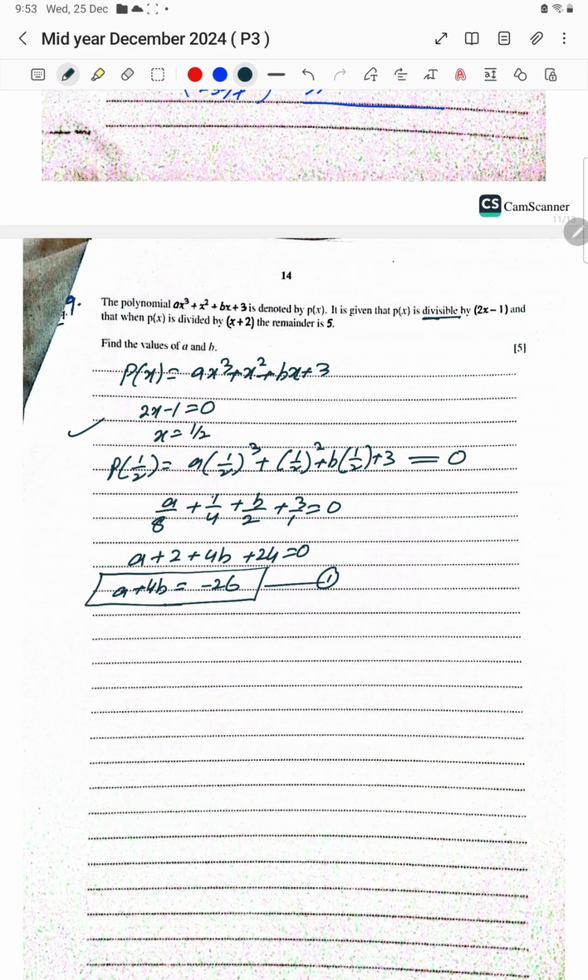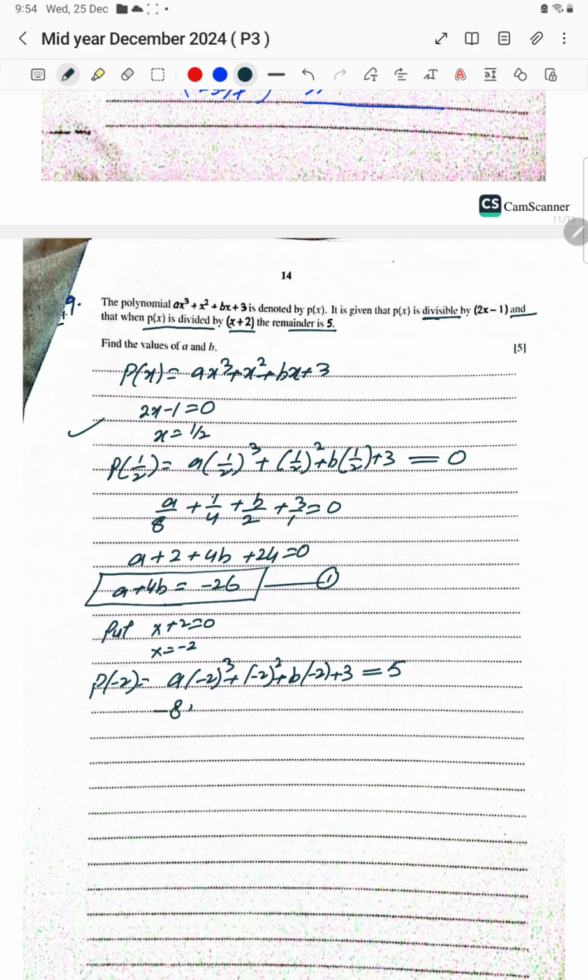Similarly, it's also given that when p of x is divided by x plus 2, the remainder is 5. Now put x plus 2 equal to 0, meaning x equal to minus 2. I will get p of minus 2 equal to a times minus 2 cubed plus minus 2 squared plus b times minus 2 plus 3, and that will be equal to 5, not 0, because it said the remainder is 0 only when divisible.